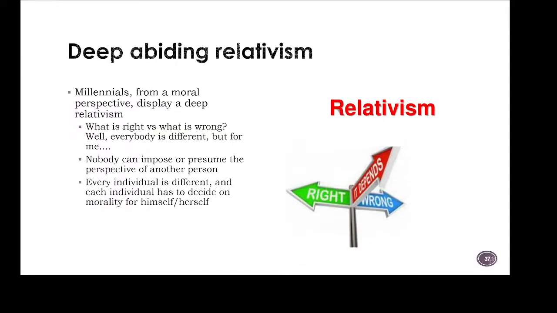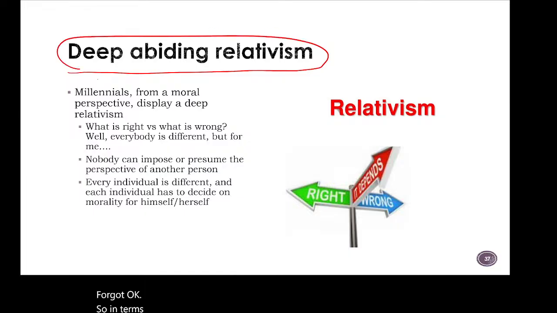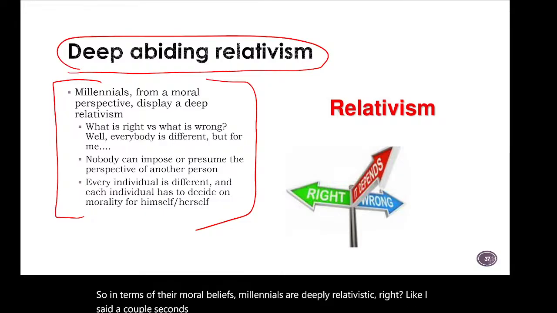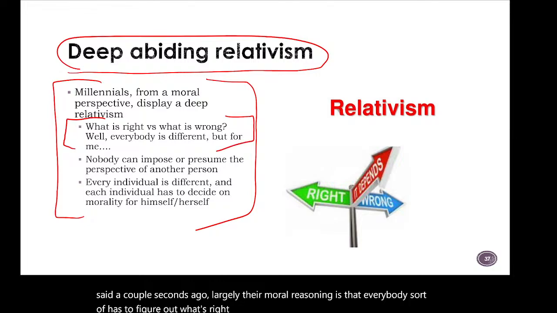Okay, so in terms of their moral beliefs, millennials are deeply relativistic, right? Like I said a couple seconds ago, largely their moral reasoning is that everybody sort of has to figure out what's right and wrong for them, right? That you can't make objective and universalist moral claims.